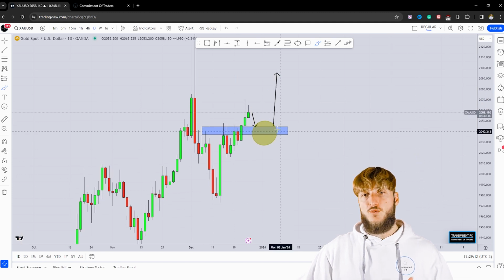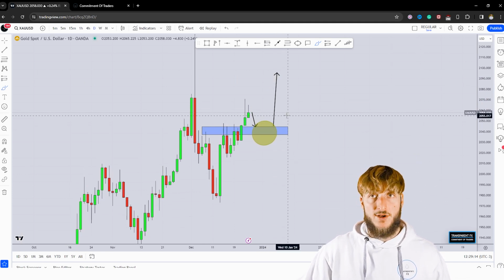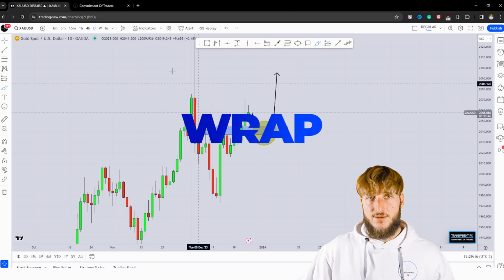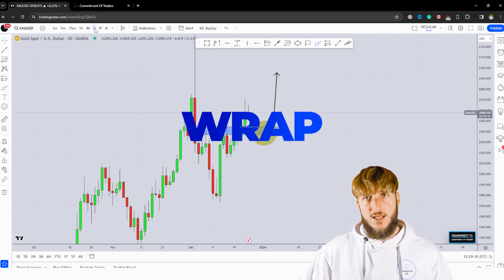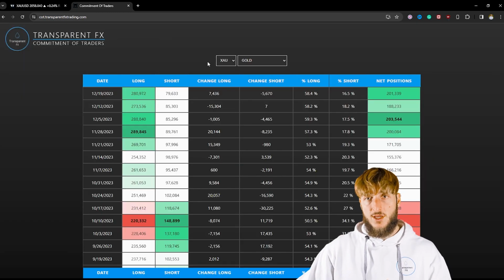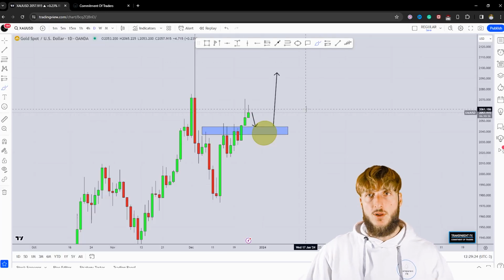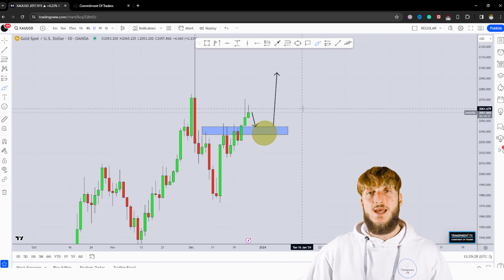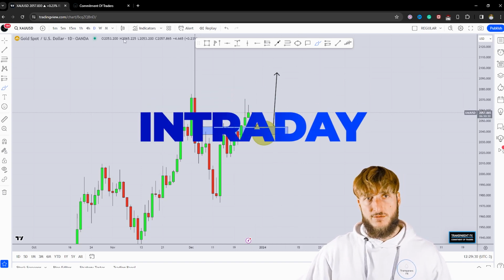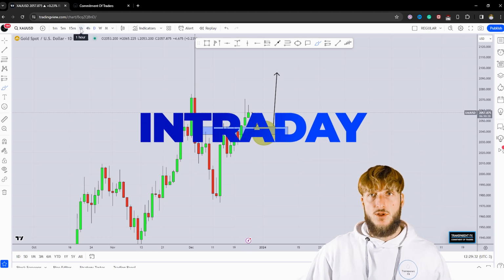So how could I be approaching this potential move higher? Now, as usual, trading is reactive and not predictive. The monthly, weekly, and daily timeframes combined with the COT data, those are the best timeframes from a directional perspective. However, when it comes to confirmations and entries, the best timeframes are the intraday timeframes, so 4 hour and lower.